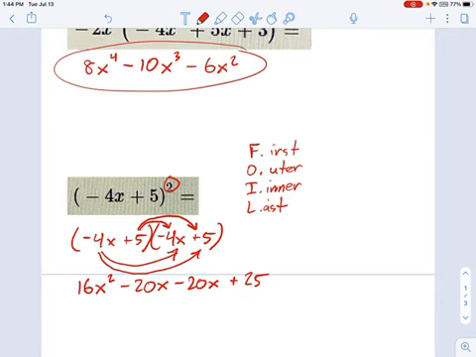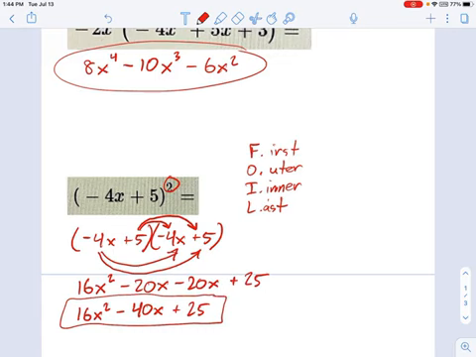We've distributed all the multiplication, but we still need to combine some like terms, and there's just a little bit to do there. These middle terms can group together. Minus 40x plus 25, and this would be the polynomial in standard form as opposed to factored form.